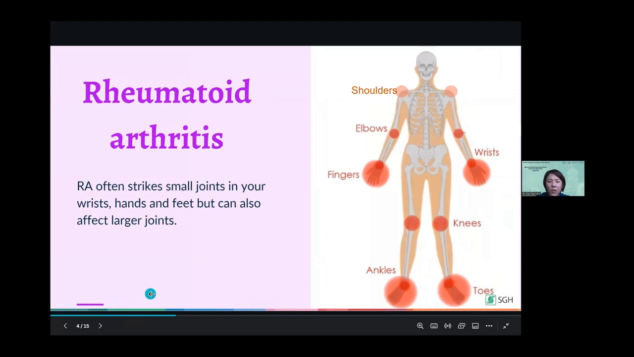Rheumatoid arthritis often strikes the small joints in the wrists, hands, and feet, but can also affect larger joints, such as your shoulder, elbow, and knees, shown in this picture.